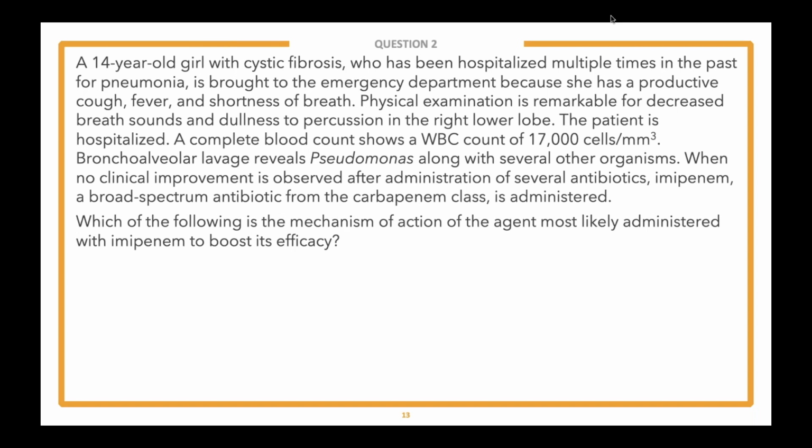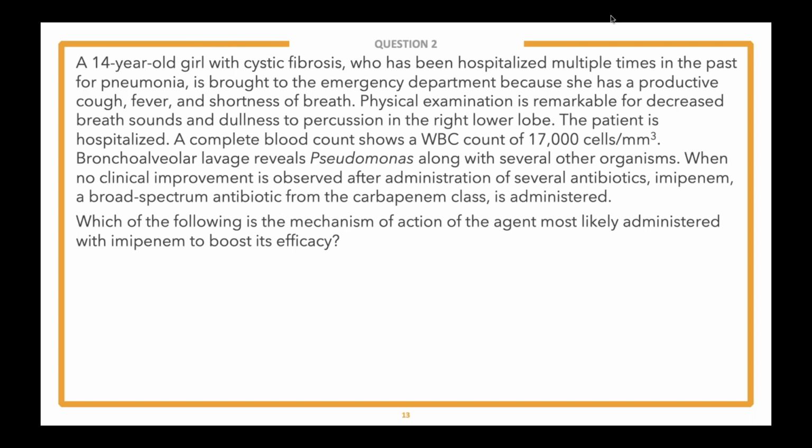Physical examination is remarkable for decreased breath sounds and dullness to percussion in the right lower lobe. The patient is hospitalized. A complete blood count shows a white blood cell count of 17,000. Bronchoalveolar lavage reveals Pseudomonas along with several other organisms.